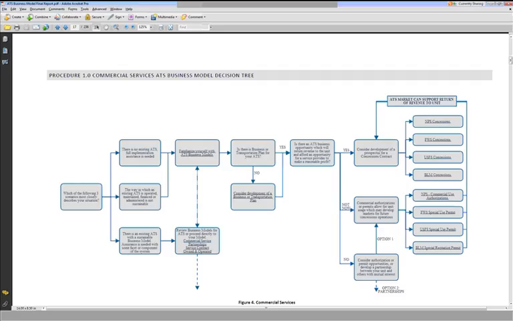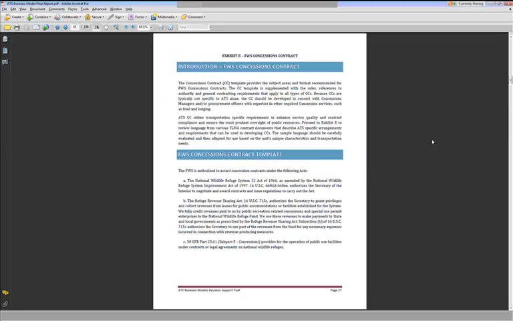Here we have each of the four land management agencies broken out. I'm going to go ahead and choose the Fish and Wildlife concessions link, and what you'll see here is just a little bit of background on the authorizing law and language for performing a concessions contract at Fish and Wildlife.